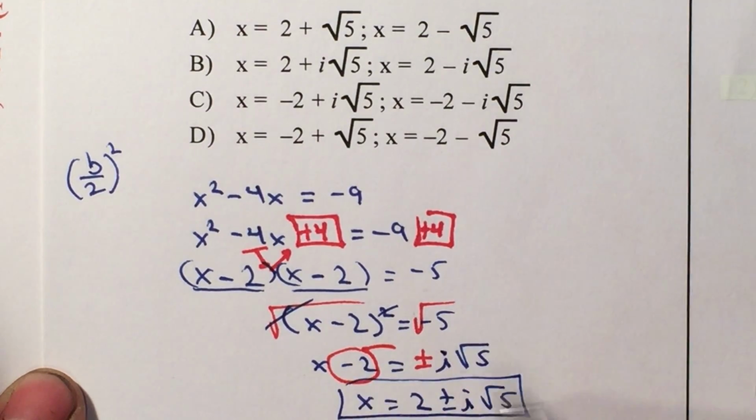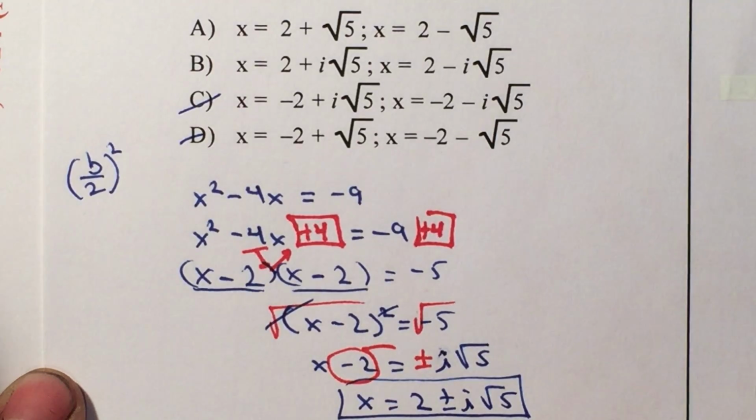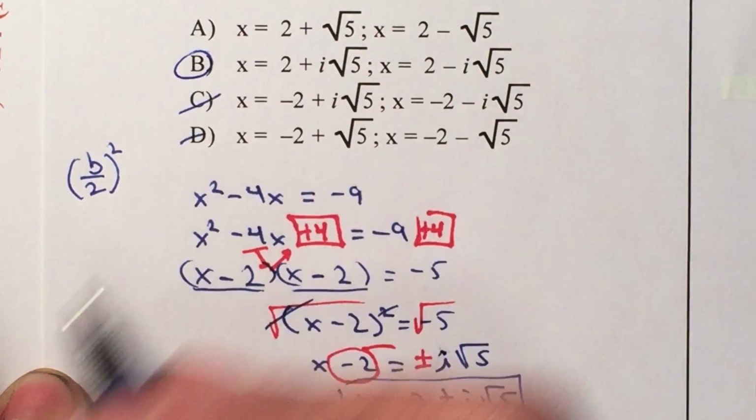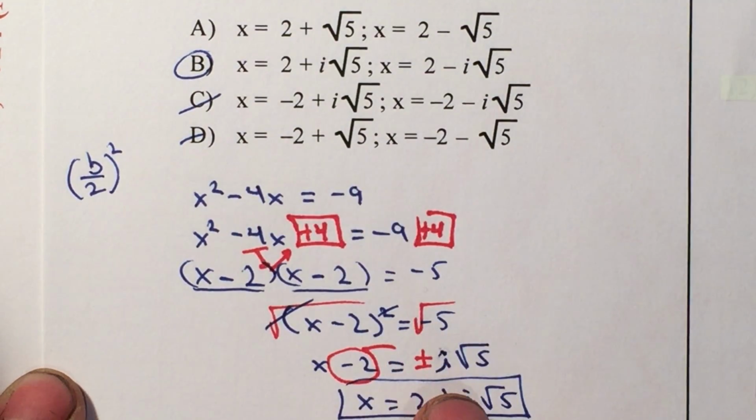So let's look for your answer. It should be positive, so I know it's not C or D. And you should have an i, so therefore your answer is letter B. And notice that they separate them, one positive and one negative. If it's open response, you can just leave it as plus or minus, or separate them, either one will be fine.